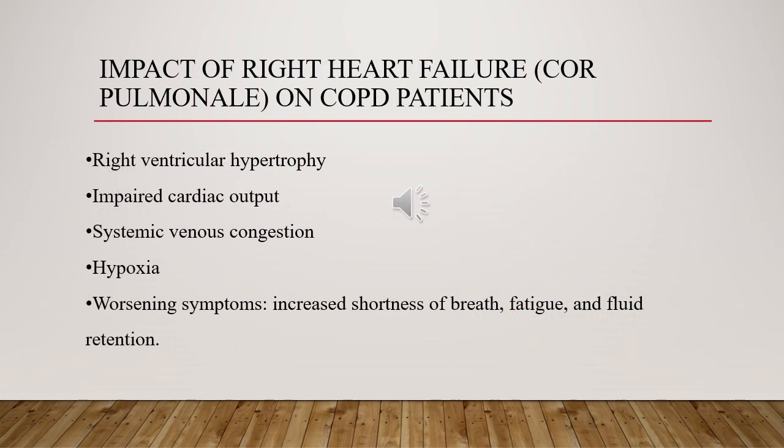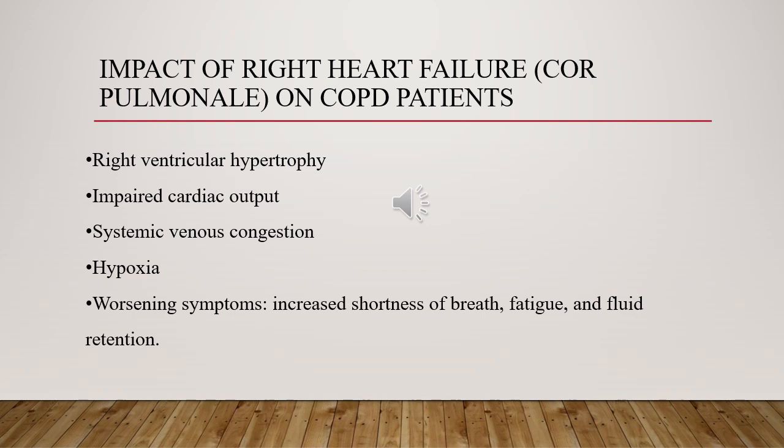Right heart failure is a serious consequence of pulmonary hypertension in patients with COPD. It occurs as a result of increased pressure in the pulmonary circulation, which causes the right ventricle to work harder to pump blood through the lungs. Over time, this increased workload leads to right ventricular hypertrophy, where the muscular wall of the right ventricle thickens, further impairing the heart's ability to pump effectively. As a result, the cardiac output decreases, which affects the ability to deliver oxygenated blood to peripheral tissues.